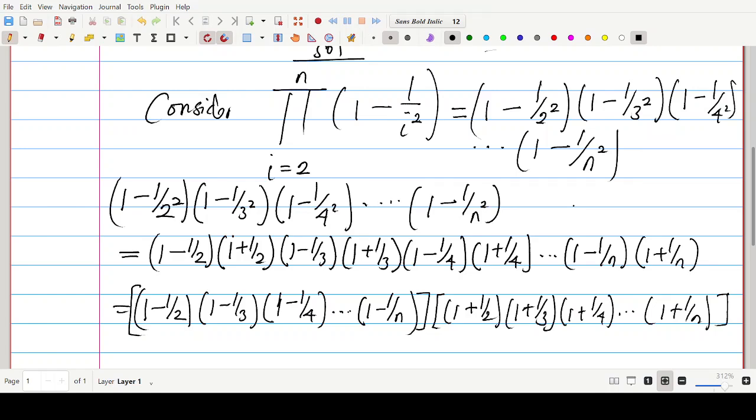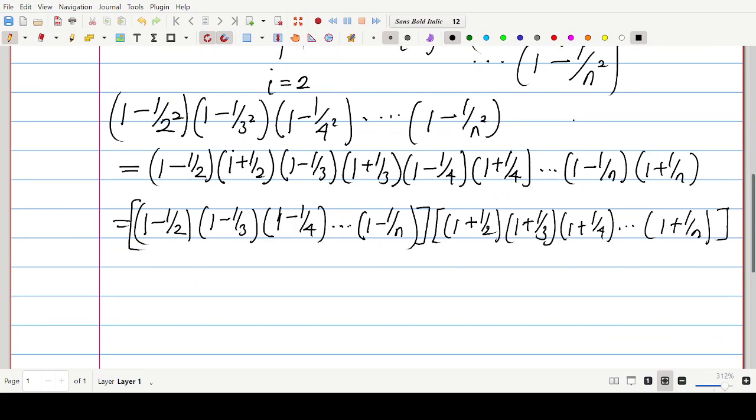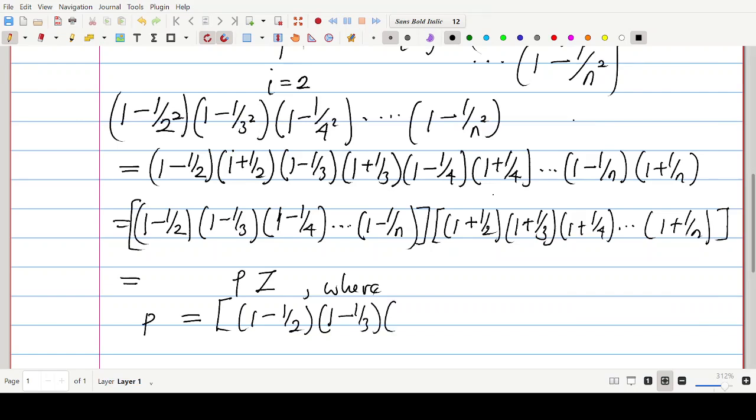Now we have this expression here at hand. Now we want to look for a simplifying expression for each of these. So I can call this equal to, let me call it P(z), where P is the difference expression, that is (1 - 1/2) multiplied by (1 - 1/3) multiplied by (1 - 1/4) until you get to (1 - 1/n).